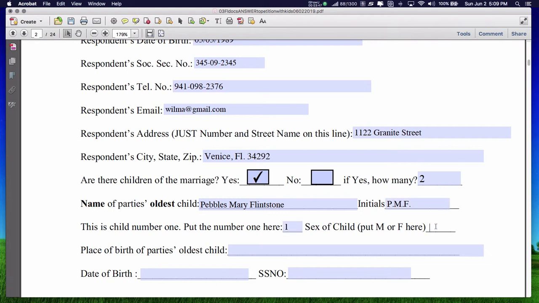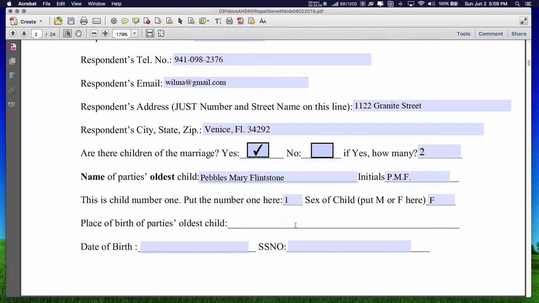She's child number one, so put female. Place of birth, she was born in Venice. And her date of birth, let's say she's, I don't know, 7 years old. So let's do October 31st. She was born on Halloween.